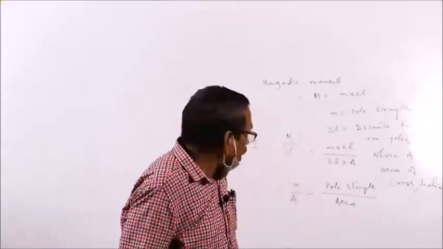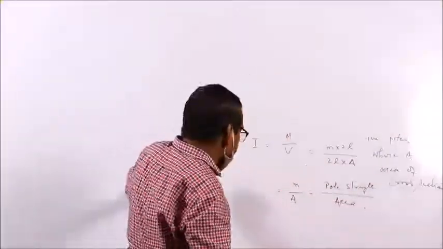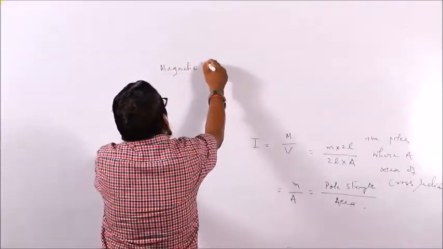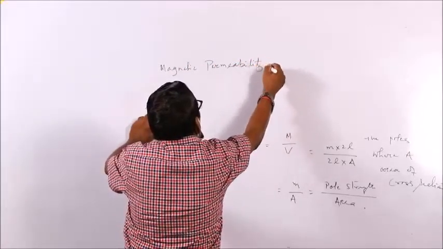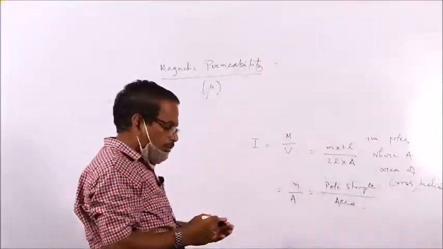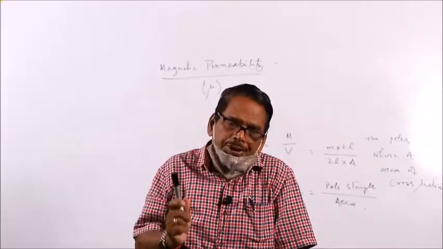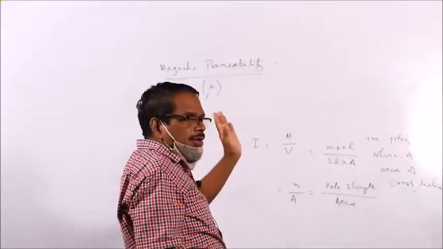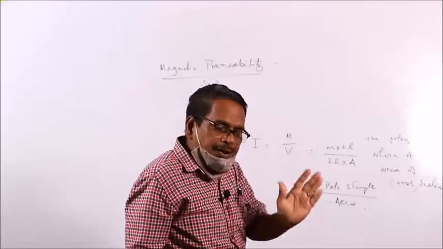Now let us go to the next definition, which will be required for different magnetic substances: magnetic permeability. It is denoted by the letter mu. What does magnetic permeability mean? It is how a substance permits magnetic lines of force to pass through it. If the permeability is more, the substance can be more magnetized. It is defined as the ratio of magnetic induction to the magnetizing field.